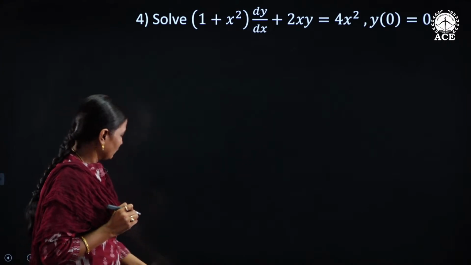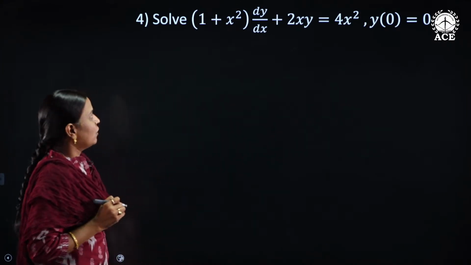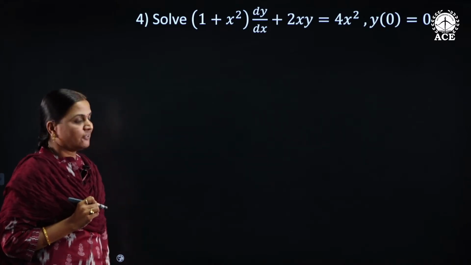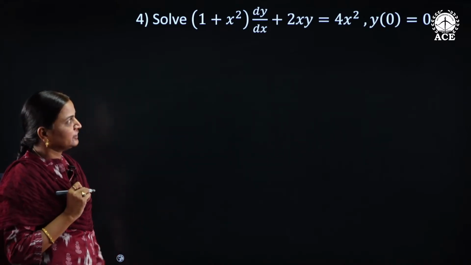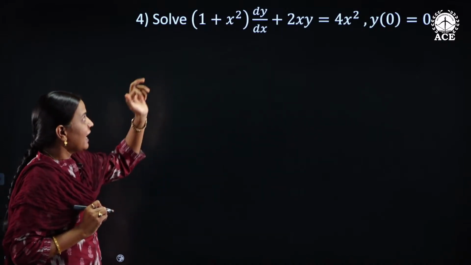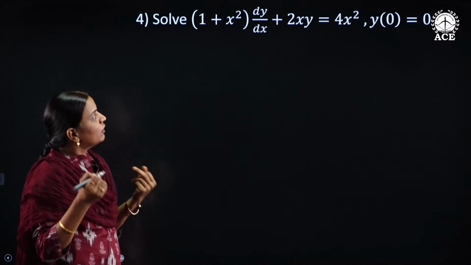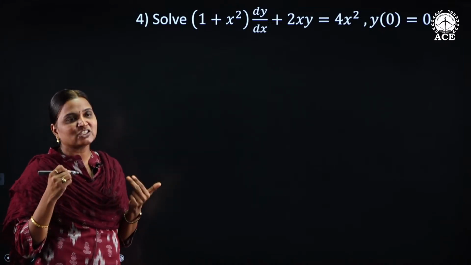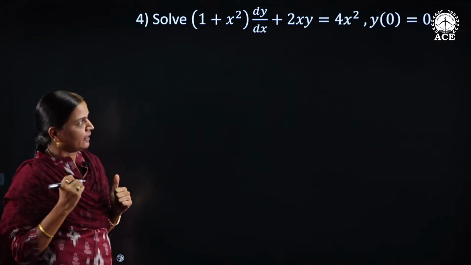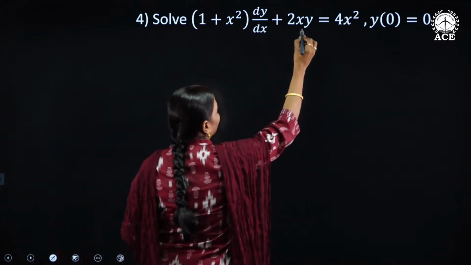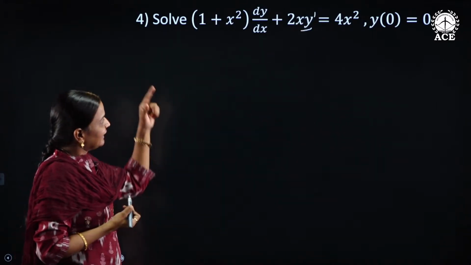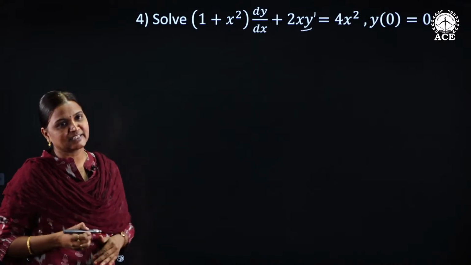Next question. Solve 1 plus x square into dy by dx plus 2xy is equal to 4x square. First find the general solution. We will see about that condition next. Okay, first identify the nature. So to identify the nature, identify which variable appears with power 1. Here, which variable appears with power 1? Y. So it is linear in y, but the given differential equation is not in the standard form.